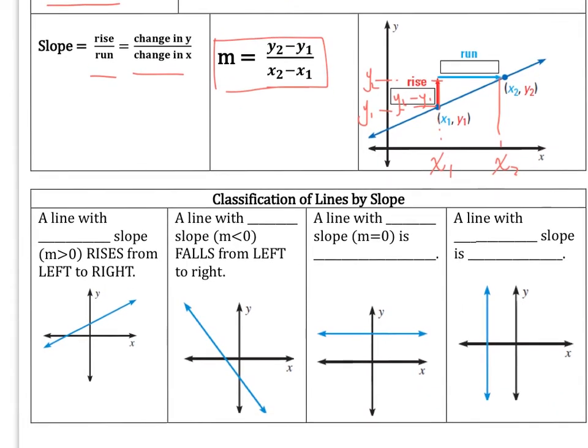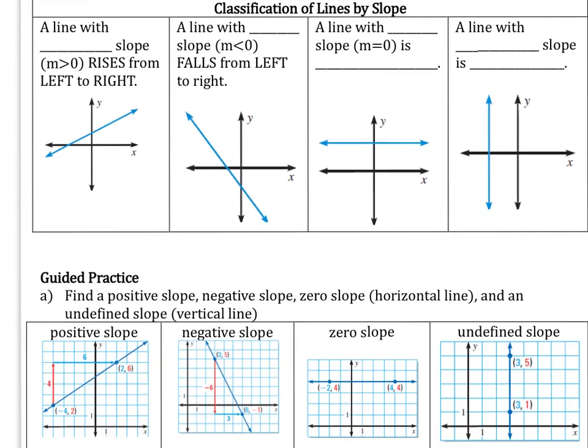Okay, classification of lines by slope. A line with positive slope rises from left to right. A line with negative slope falls from left to right.